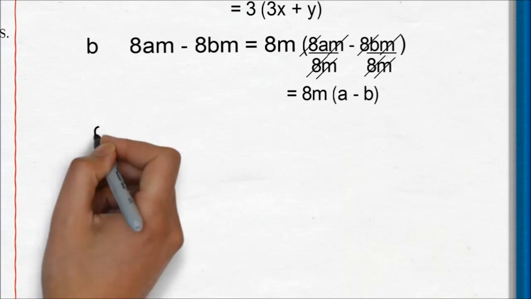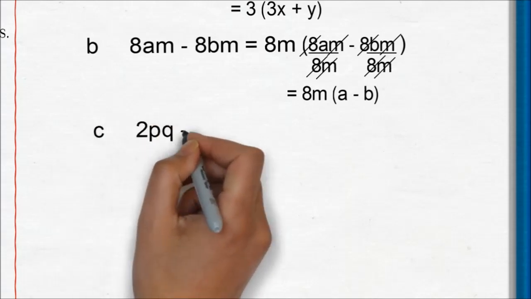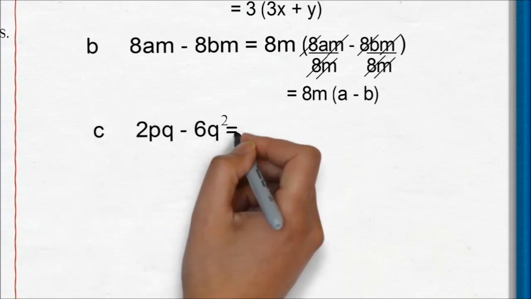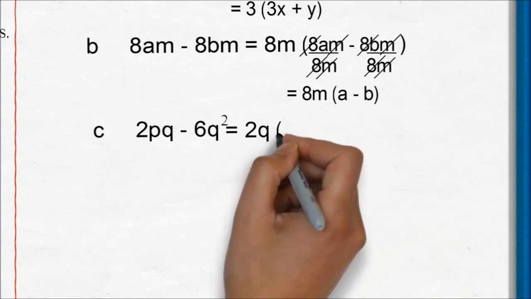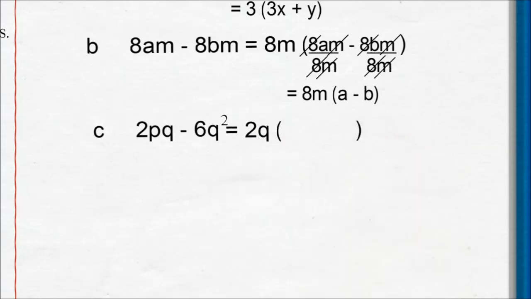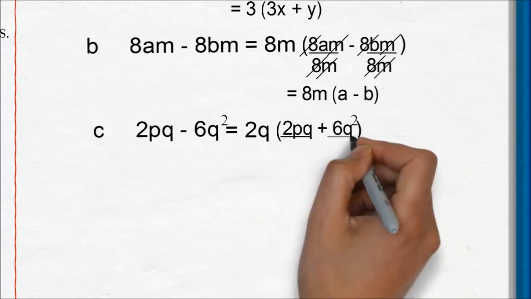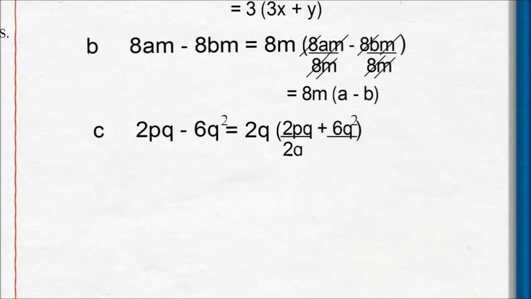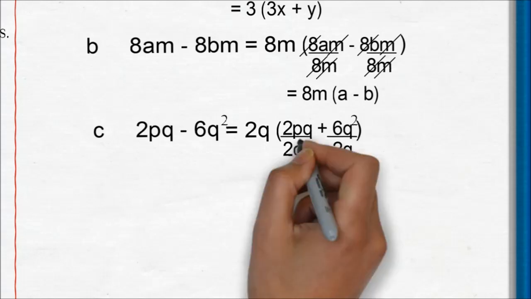Then in the third expression, 2pq minus 6q squared. The common factor there is 2q. So we divide the expression by 2q. We're going to have 2pq divided by 2q minus 6q divided by 2q.